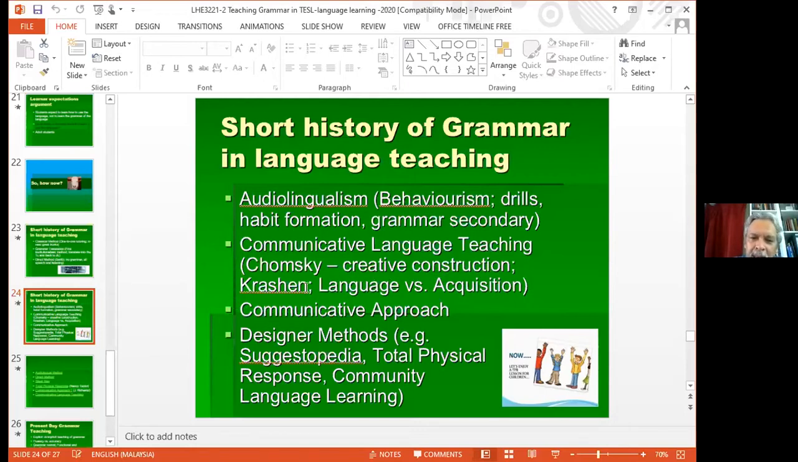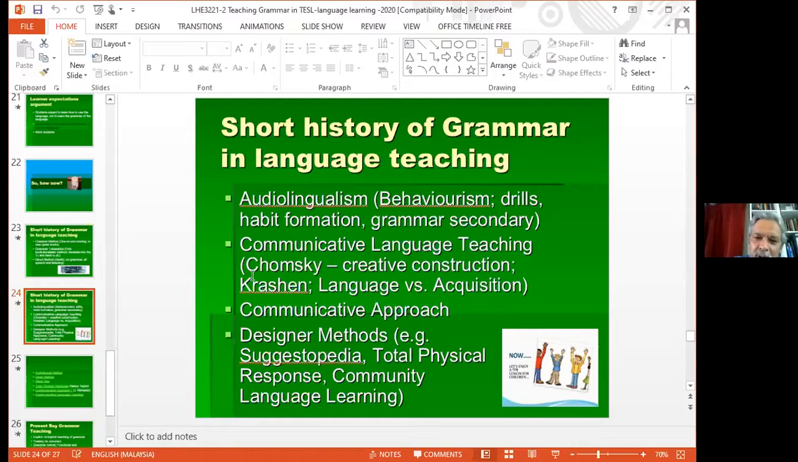So based on all this, Chomsky did not suggest any new method. Krashen to some extent gave some principles or hypotheses, but based on this new approach, a communicative approach was proposed. And the communicative approach, as the name tells us, is something that focuses more on communication. So language for the purpose of communication.